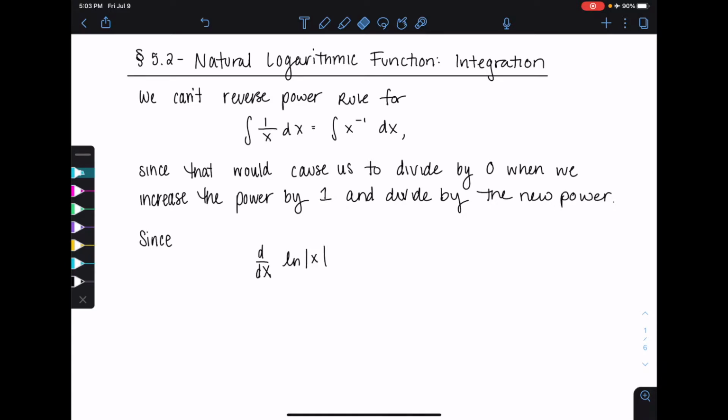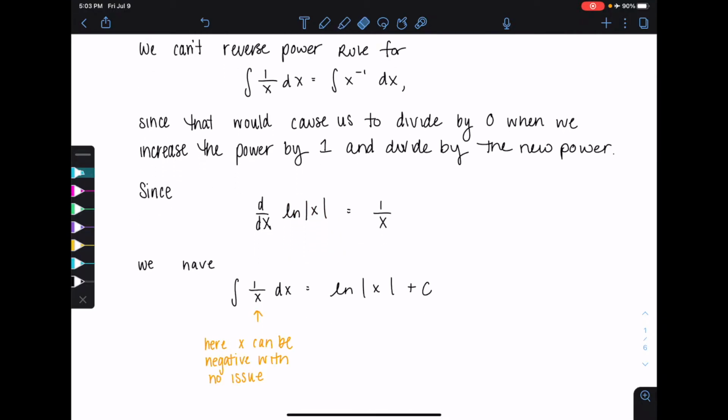However, since the derivative of the natural log function is 1 over x, we get that the antiderivative of 1 over x is the natural log of x plus c. Now, the reason we look at this in absolute values is purely for this case here. You can go through the process and look at the natural log of the absolute value of x as a piecewise function. You'll be able to see that regardless of the way you write this, it's going to give you a derivative of 1 over x.